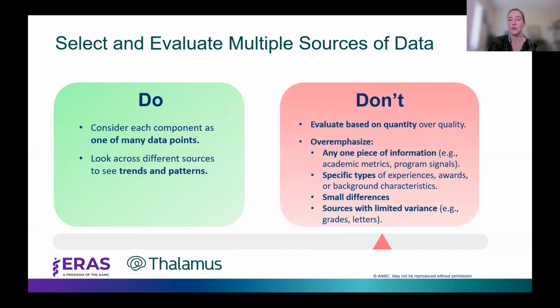There are also some general things you'll want to avoid. So you'll want to avoid evaluating quantity of mostly anything over the quality. So for example, does the number of experiences of a particular type actually matter? Or is it more the competencies learned or the depth of commitment shown that are more important? Also, avoid overemphasizing any of the following kinds of data. So any one piece of information, like overweighting an exam score or a program signal, focusing on specific types of experiences or boards, things like that, rather than the variety of experiences that could still reflect the same type of competency. Small differences in exam scores or evaluations might also just be due to natural variation and not an actual reflection of differences in skill or ability.